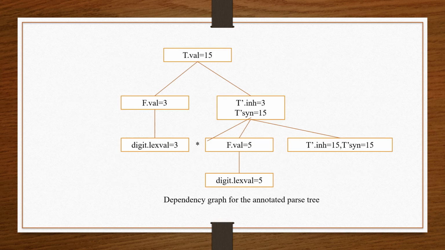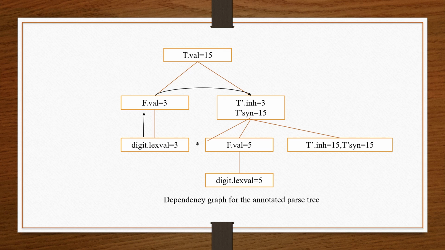Look at this particular graph. Let me explain now the dependency between the nodes. Okay, the first one. So this is one, right? So 3, the lexical value, is copied to F value. And after that, T dash inherits from F. Got it? T dash will store value 3, that is inherited from F.